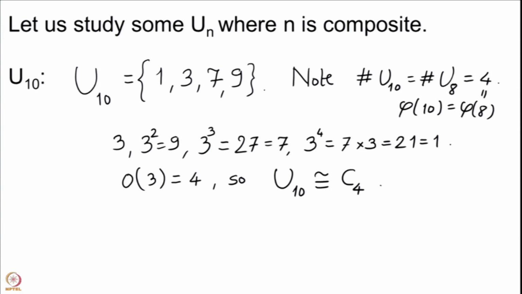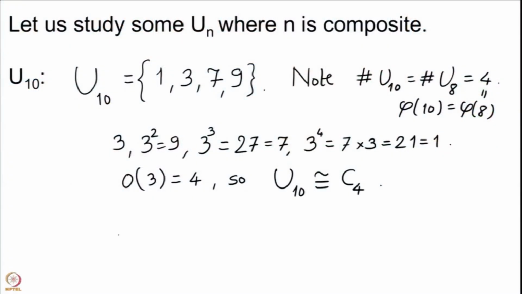So, this is one major thing, because U8 has exactly as many elements as there are in U10. If you were looking at just the number of elements, you would have no way to distinguish U8 and U10. And what we find here is that U8 is isomorphic to C2 cross C2, but U10 is cyclic, it is isomorphic to C4. And as a small corollary we get that U10 is not isomorphic to the group U8.